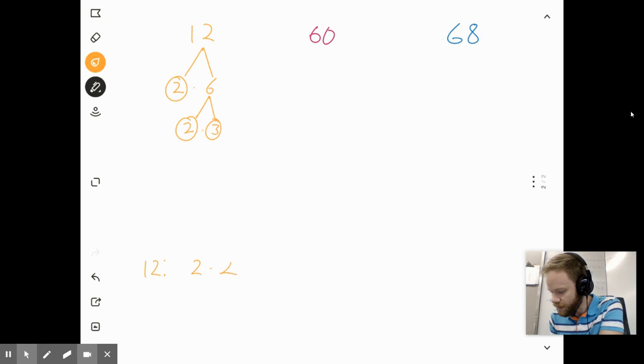12 is 2 times 2 times 3. Those are the prime factors. If you were to multiply 2 times 2 times 3, you get the number 12.